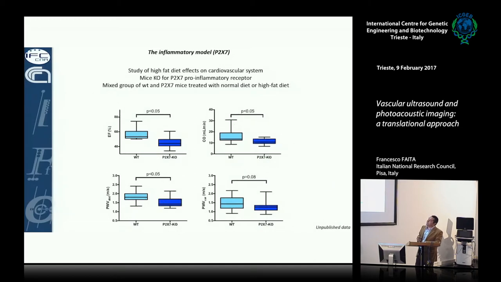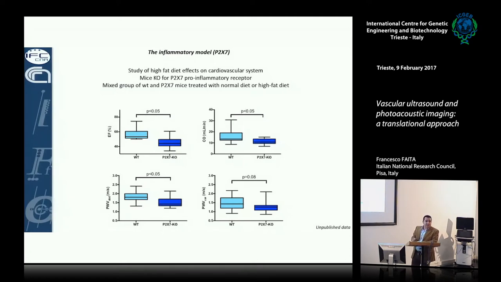So the third model I'll present is an inflammatory model, which is based on mice with a knockout for the P2X7 pro-inflammatory receptor. The project was to study the effect of a high fat diet on the cardiovascular, renal, and liver system, but this protocol is still in progress, and I'm showing only results about standard diet and very preliminary results.